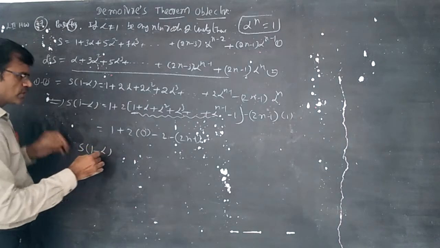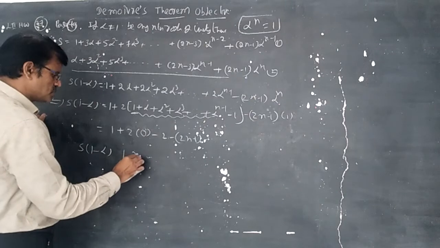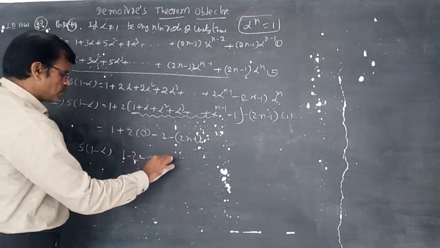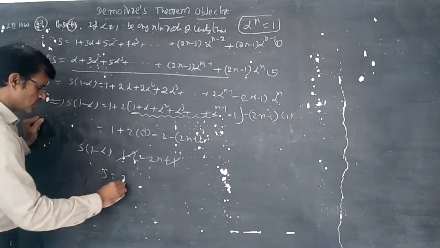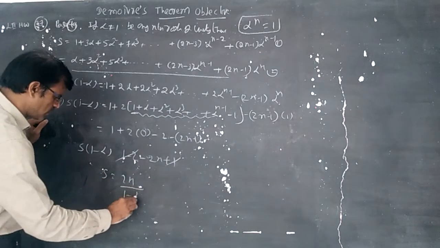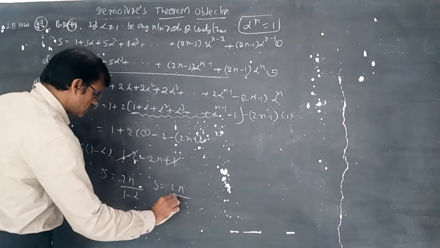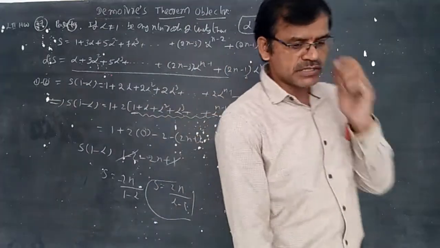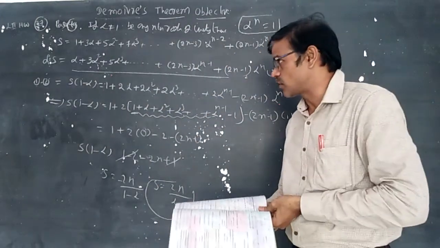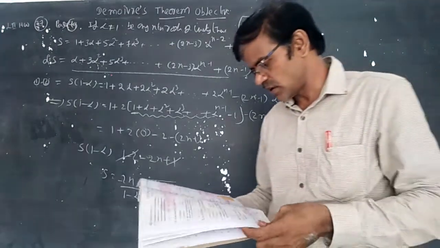So s into 1 minus alpha. You can write here 1 minus 2 minus 2n plus 1. Of course 1 plus 1 minus 2 get cancelled. So s is equal to 2n by 1 minus alpha. No, minus 2n by 1 minus alpha. Or s is equal to 2n by alpha minus 1. These sums are important regarding sequential series sums or geometrical proportions or anything. This is a multi-conceptual important question in objective manner.